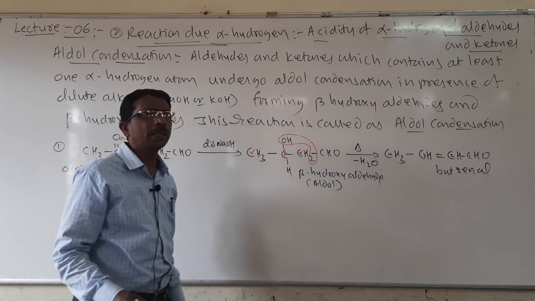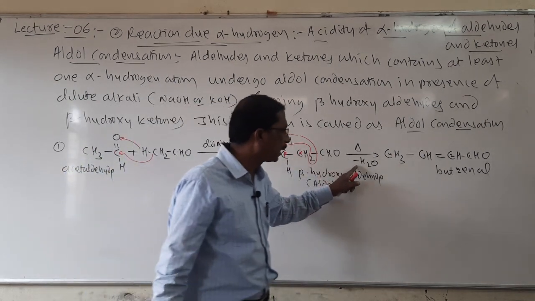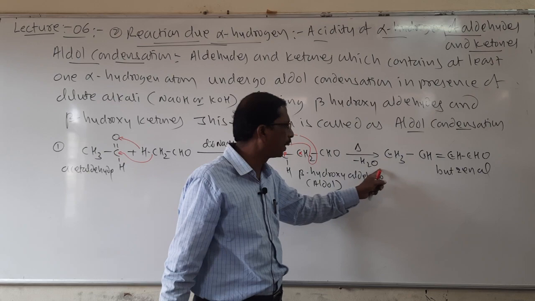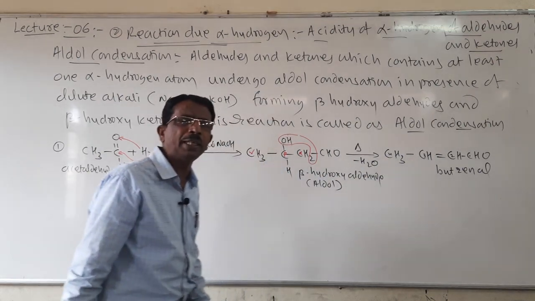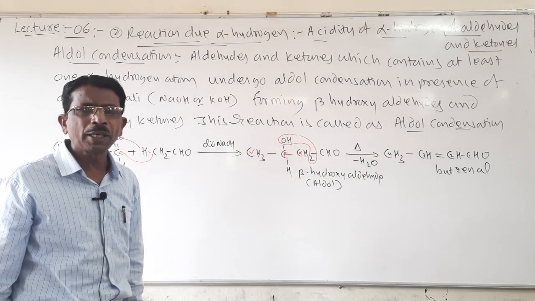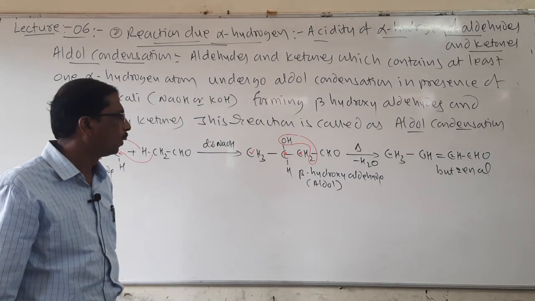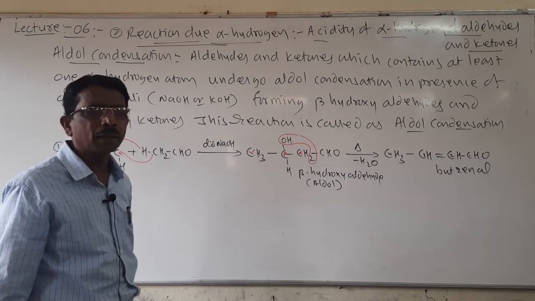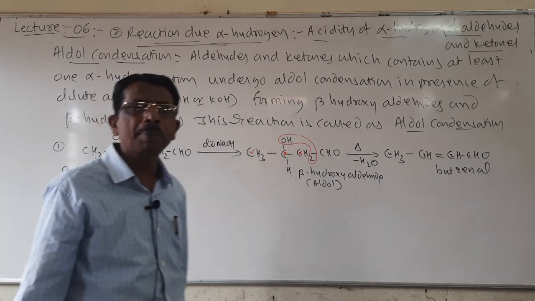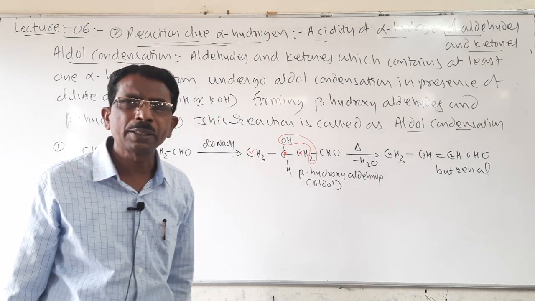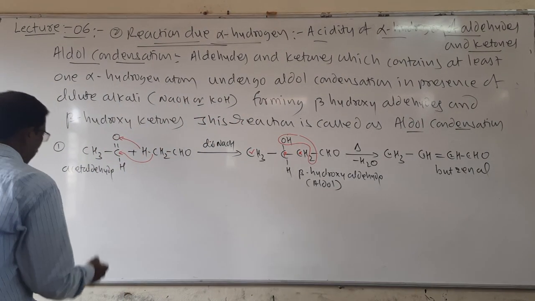So it is the main product here. And when it is heated to high temperature, it loses a water molecule and forms but-2-enal. So here it is the example. It carries 3 marks: what is aldol condensation? Then students, I will take another example.